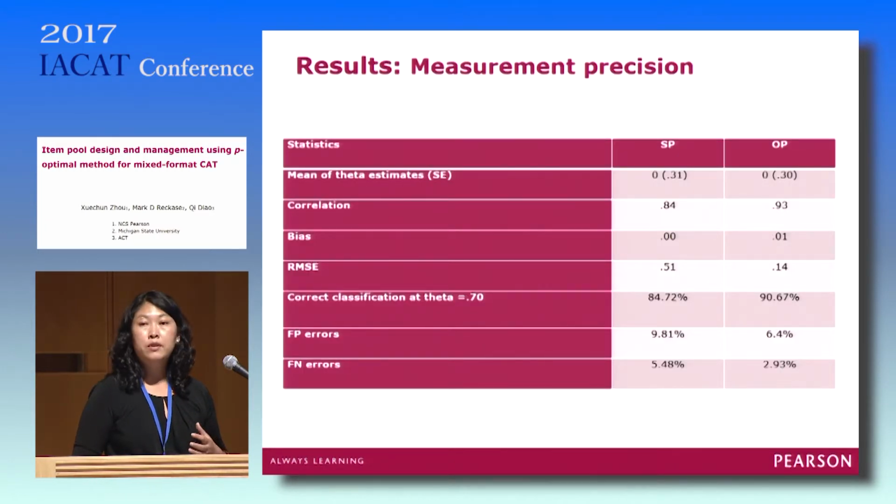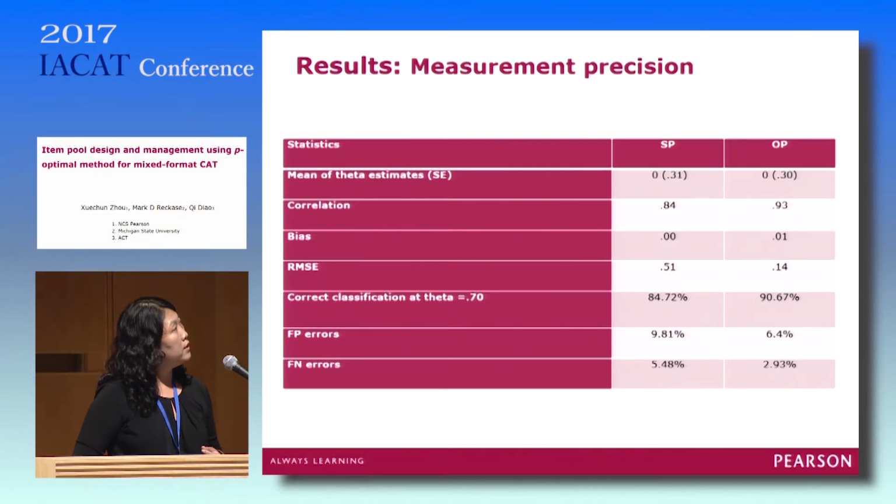So now we have the simulated optimal pool. They use an additional 2,000 simulees to take the test, and they want to see the measurement precision and the pool utilization. In terms of measurement precision, the mean theta estimates are similar, and the standard error is 0.3 because we use information of 10 as the termination criterion.